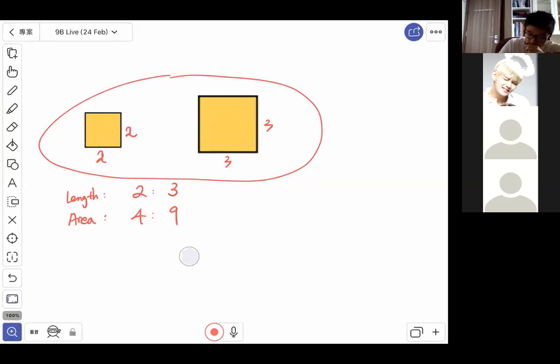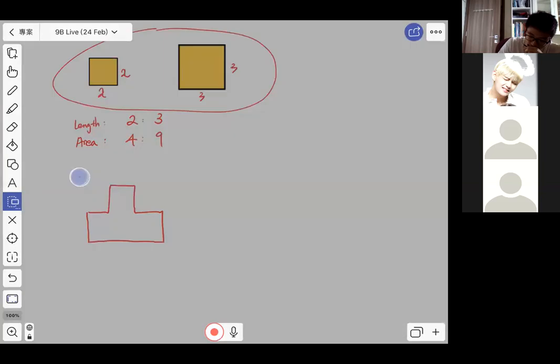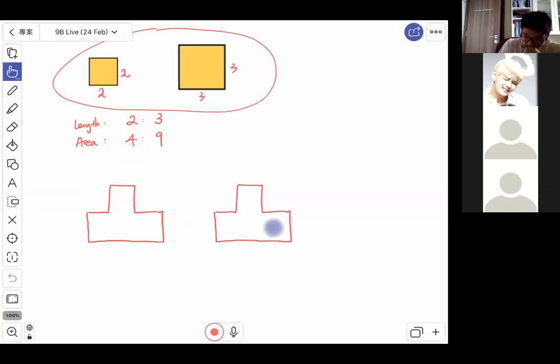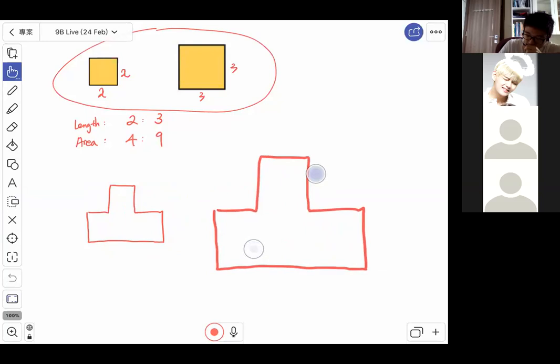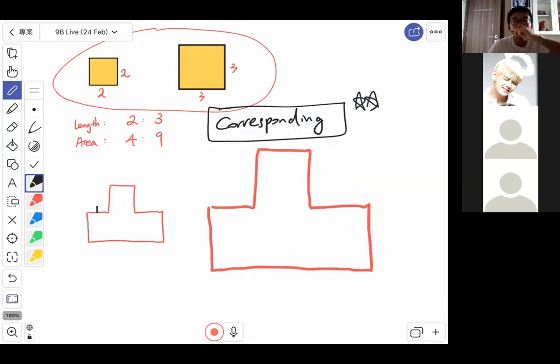Agree? So what if I have a certain strange shape like this? If I say that two figures are similar, similar is the keyword, then something should be true. In this lesson, I only hope that you can remember this magical word, which is called corresponding. Corresponding parts of each figure.